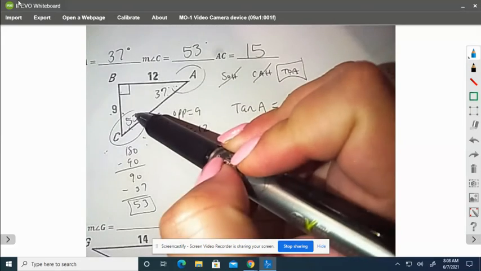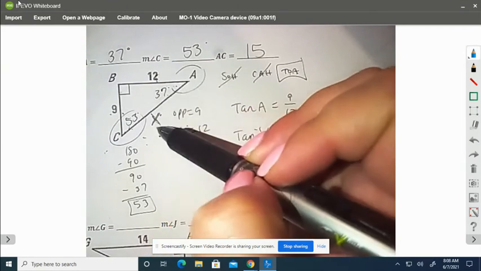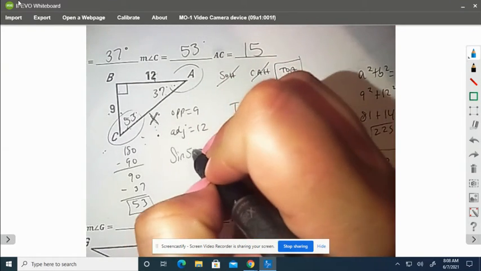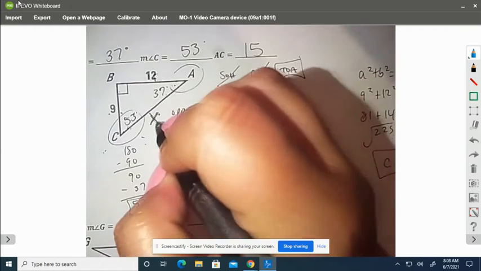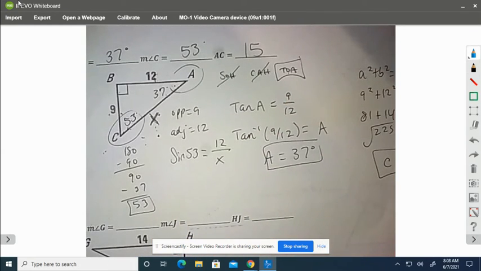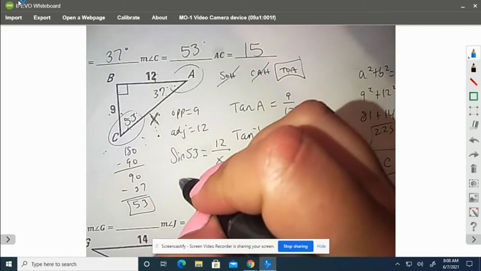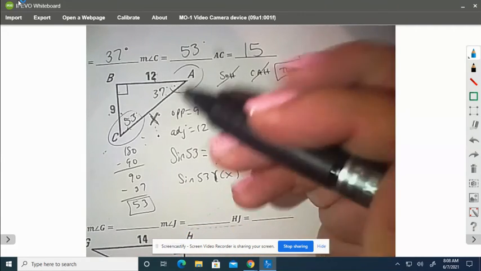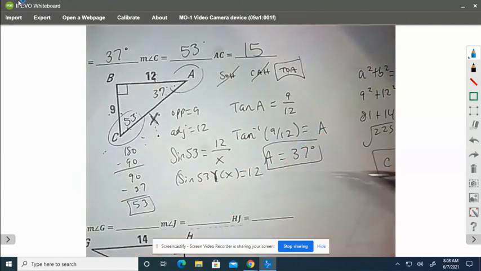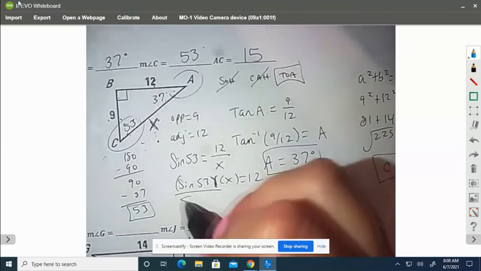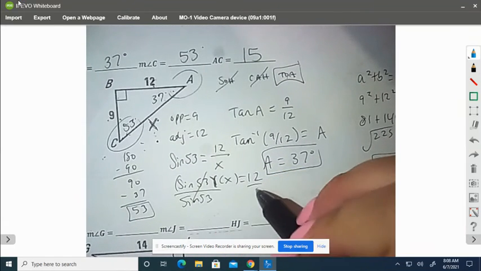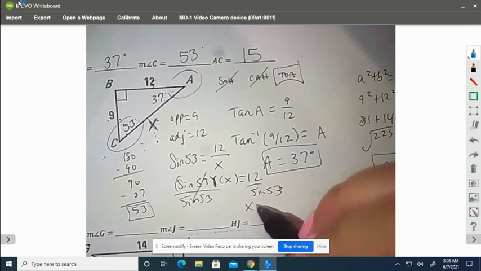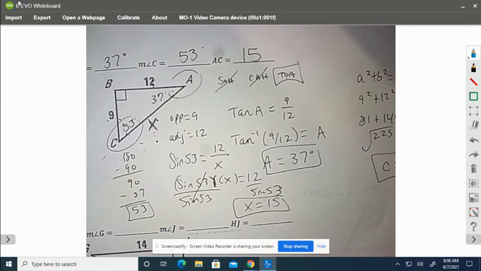So I'm just going to use sine because I'm going to use opposite over hypotenuse. So I'm going to do sine of 53 equals opposite over hypotenuse, which is x. I would multiply by x on both sides. That would give me that. And then I would divide by the sine 53. And your x should still be 15 when you divide that in the calculator. If it's a little off the decimal, it's just because we rounded before.